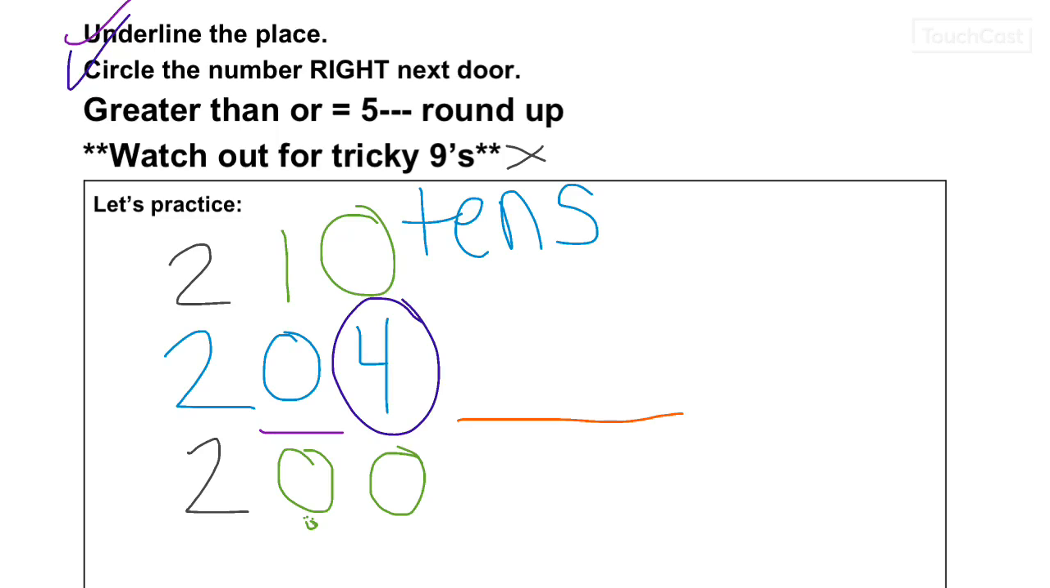So let's look at the circled number. The circled number is 4. Is 4 greater than or equal to 5? No. So we round down to 200.